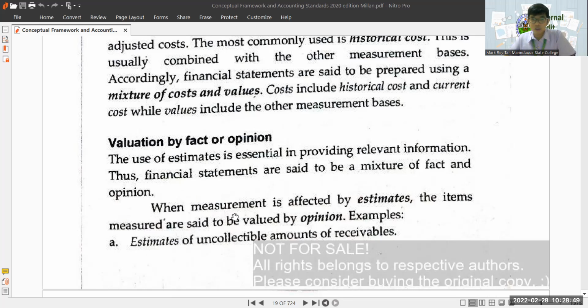Okay. Ito. So when measurement is affected by estimates, the items measured are said to be valued by opinion. So may note ako dito class, nag-note ako dito na I have to elaborate itong sinasabi dito. No? So ano lang ito, no? Hindi naman ibig sabihin na yung mga figures or mga peso value sa financial statements are based on opinion. Hindi naman siya as in yung opinion na kung ano lang yung maiisip natin or kung ano yung tingin natin sa isang bagay. Hindi ganun. These opinions are based on facts.